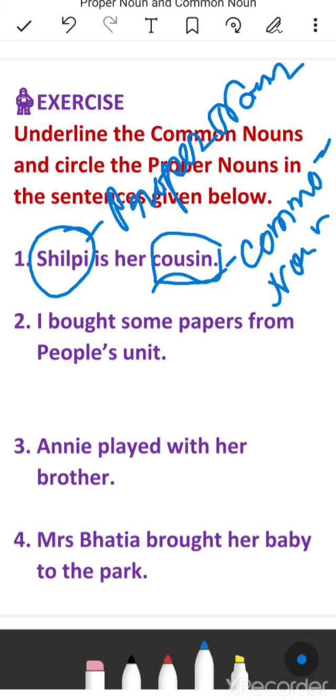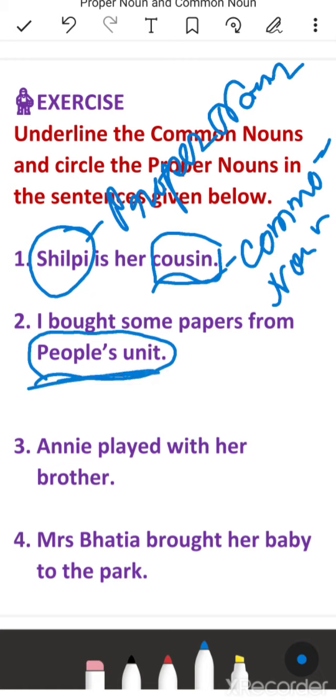Got it? So in the same way, I bought some papers from People's Unit. So People's Unit must be the name of a shop. Got it? Name of a shop. If we say the People's Unit, I give my shop's name as People's Unit. Or some particular section is given the name People's Unit. So it is a particular place.